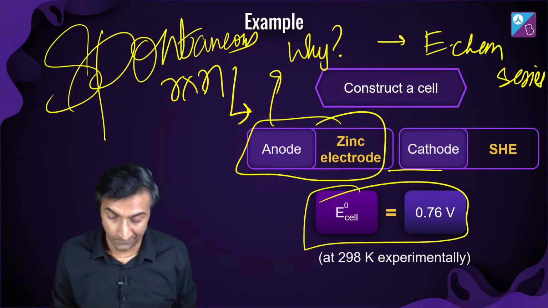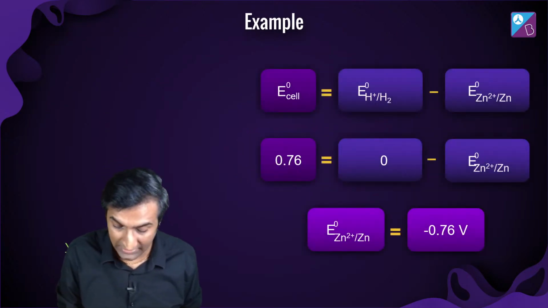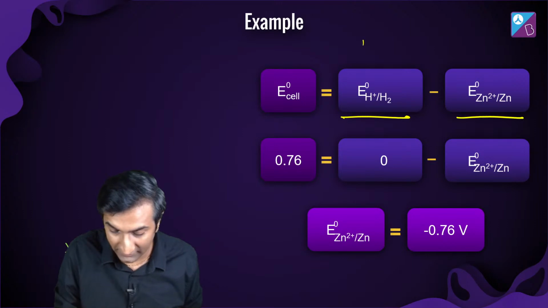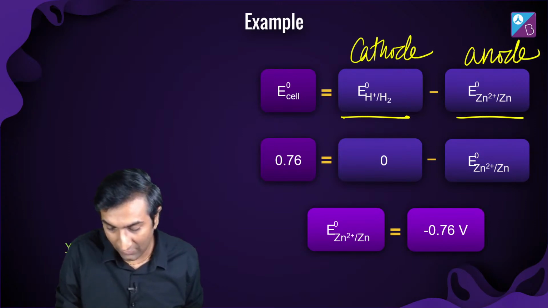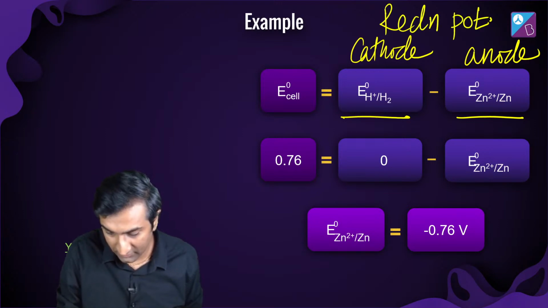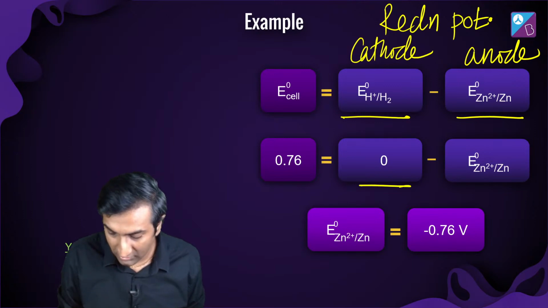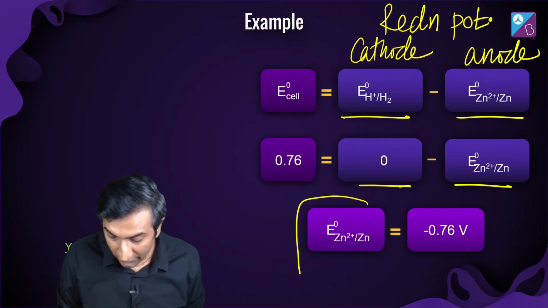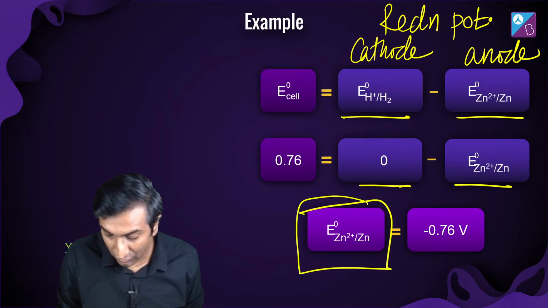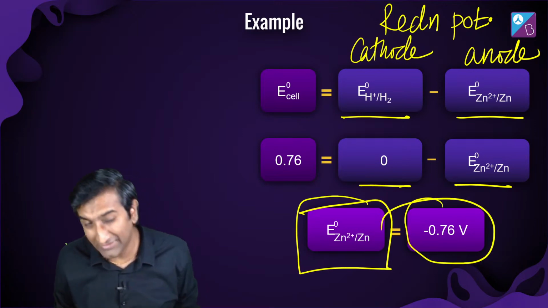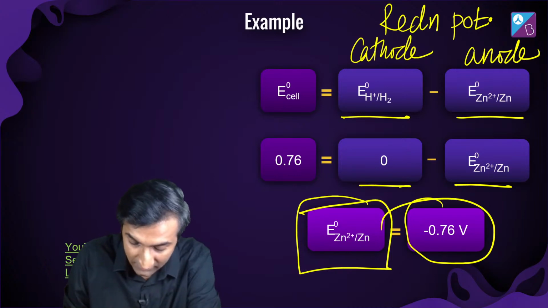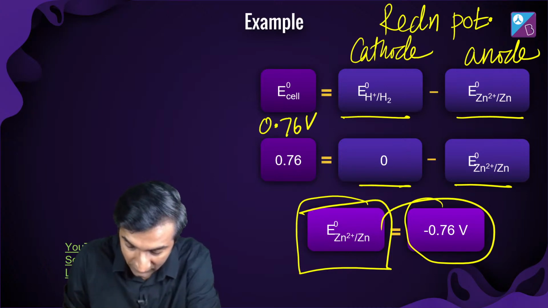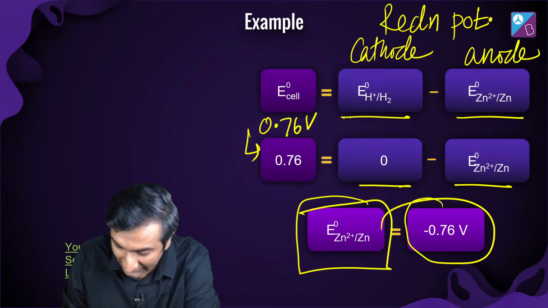What is happening? E naught cell is this minus this, so it is cathode minus anode. Both of these are reduction potentials. This was 0, this was this. So from that you get E naught value to be negative 0.76, right? What was E naught cell? 0.76 volts, right?